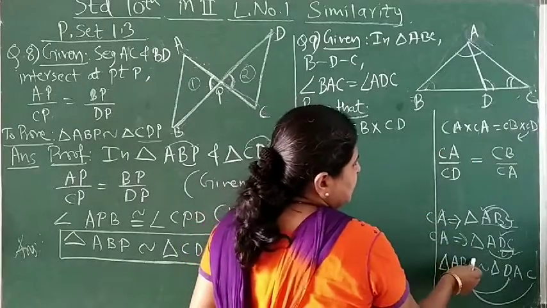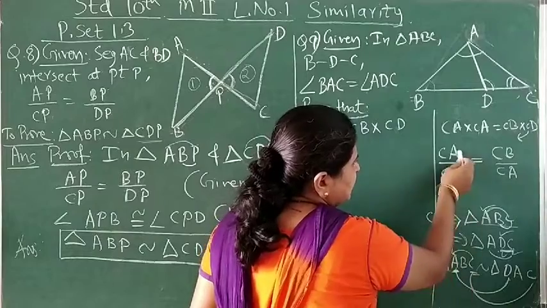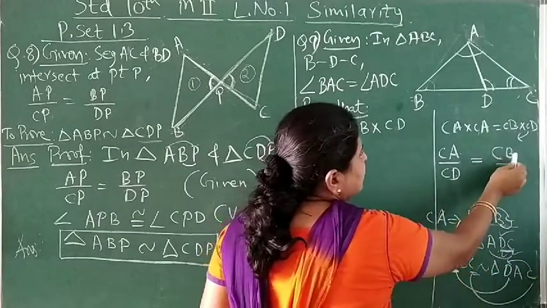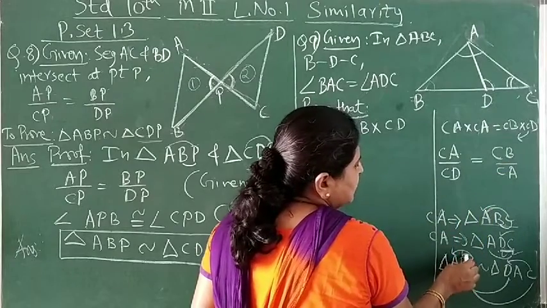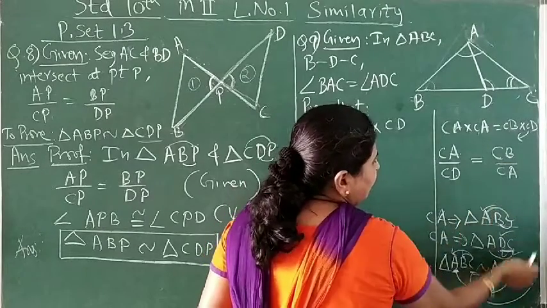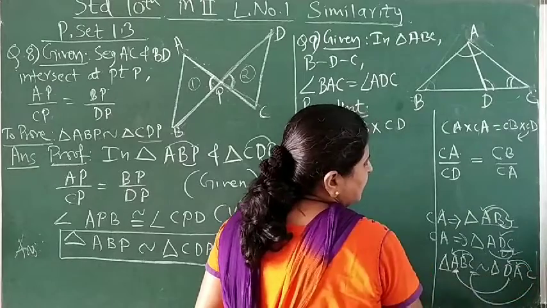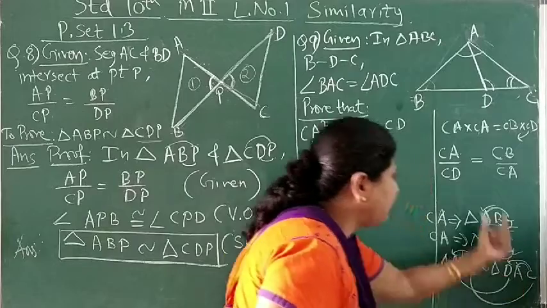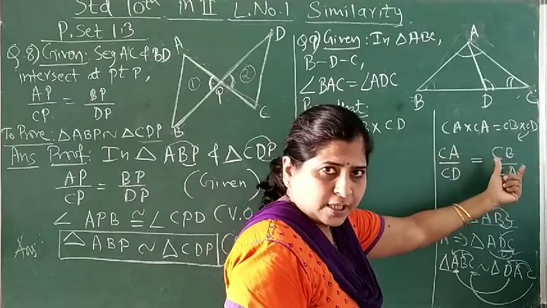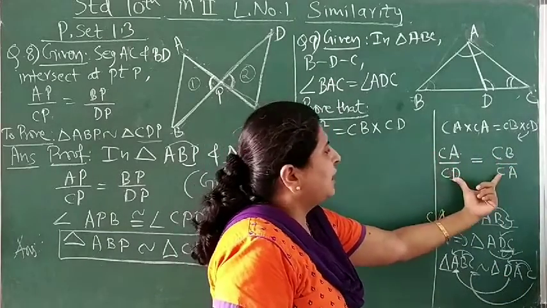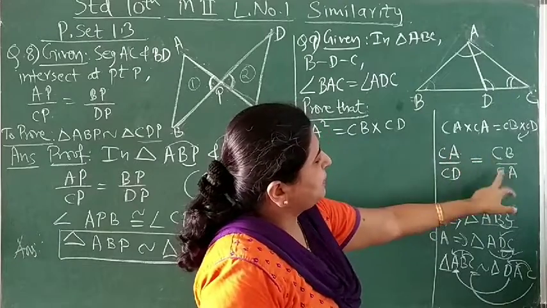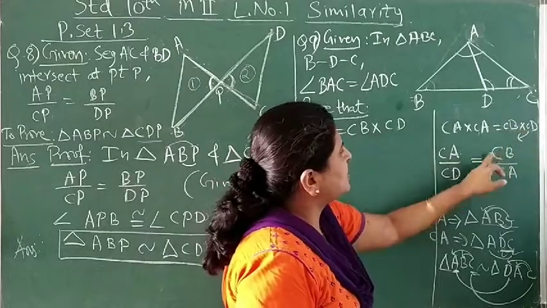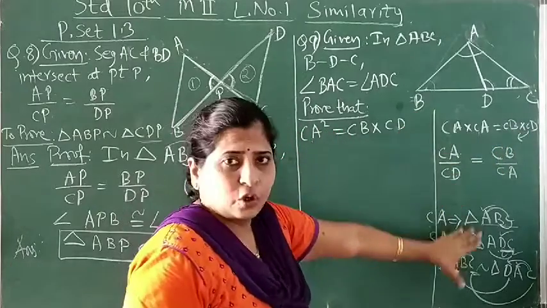Just check CA. This is the third and first letter, CA upon CD. Yes, we have got this. And here it is CB, third and second, upon, third and second, it is CA. So if we can show the triangles similar in this order, we can show the corresponding sides are in proportion, and then by cross multiplication, CA into CA, that is CA square, is equal to CB into CD. So this is our thought process.